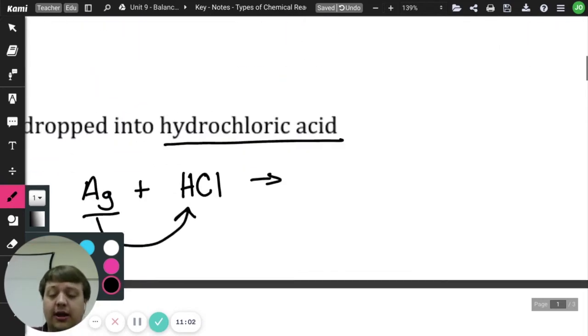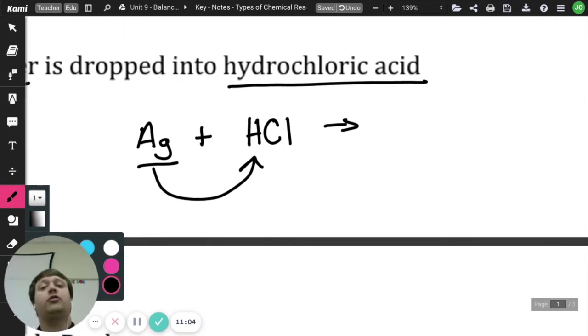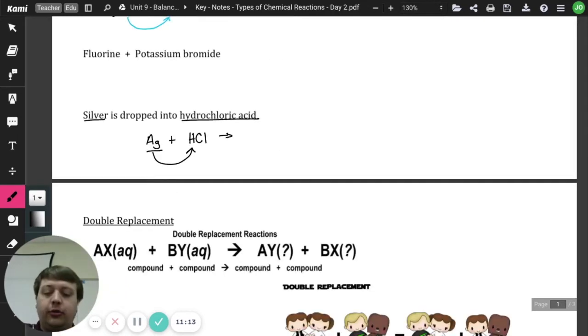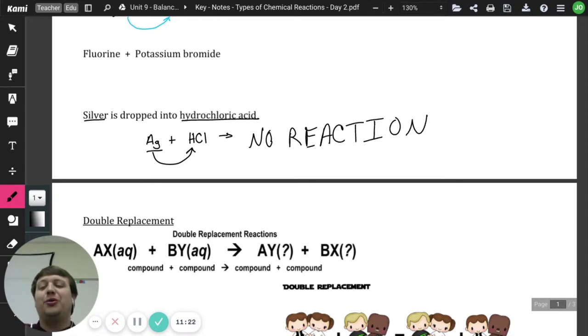Well, no, it cannot. It's not high enough on the activity series to replace that hydrogen. So I would just write no reaction. Now, does it need to be all caps? No, it does not need to be all caps, but I do think that really emphasizes there's no reaction that happens here. So silver would just sit in that hydrochloric acid and nothing would occur. Okay? All right, so now we've got our next reaction.